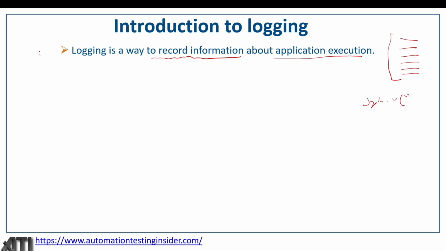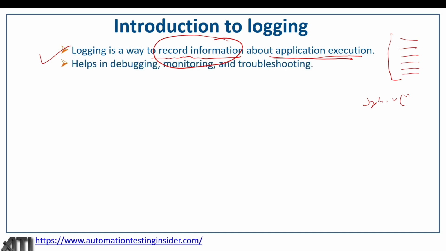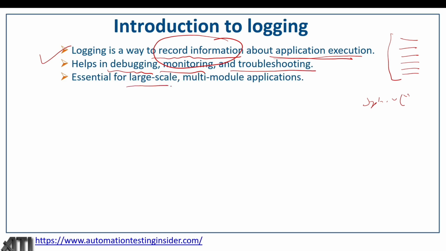Logging is a way to record information about the application execution. This is the simple definition of why we use logging and what the logging mechanism is. It helps in debugging, monitoring and troubleshooting, correct, and is essential for large-scale and multi-module applications. Generally when we have a big project, this is very useful, because it is very difficult to debug the application and understand the application workflow. So Log4j is very important when we have big projects.